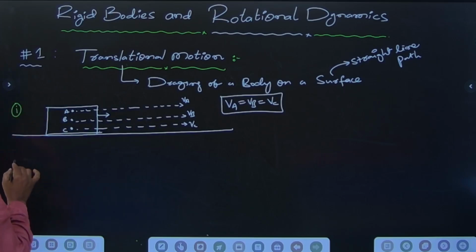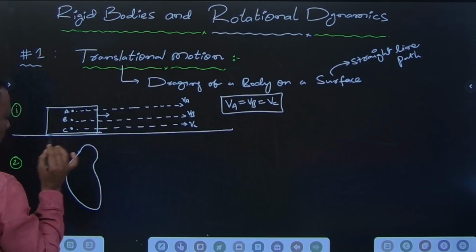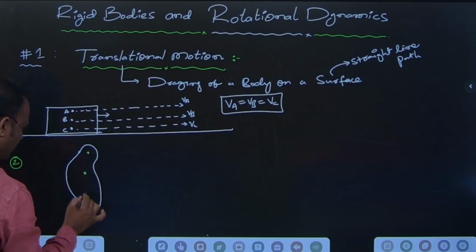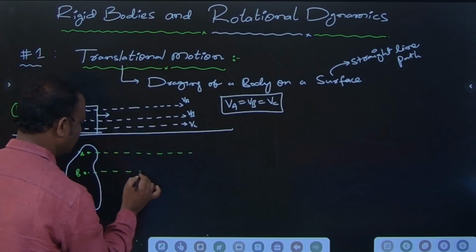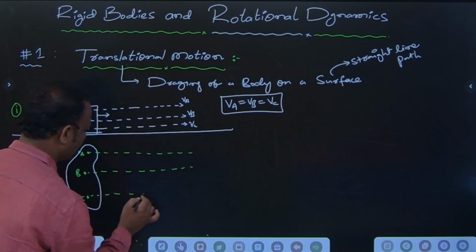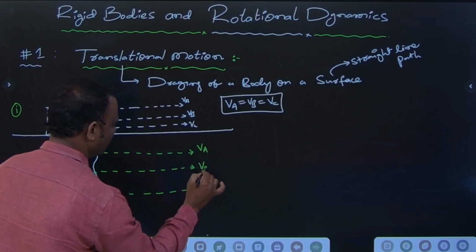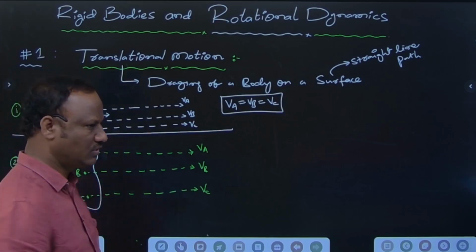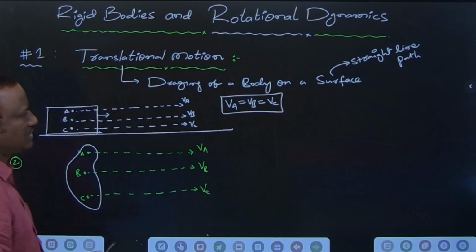For the second case, I'm taking an irregular shaped body and choosing points A, B and C on it. If they travel, their paths are straight lines, parallel to each other. So again the velocity at A, at B and at C is the same: VA equals VB equals VC. This is about translational motion.